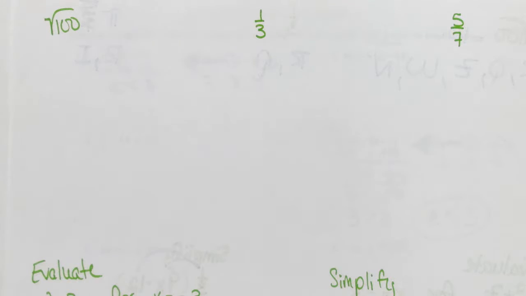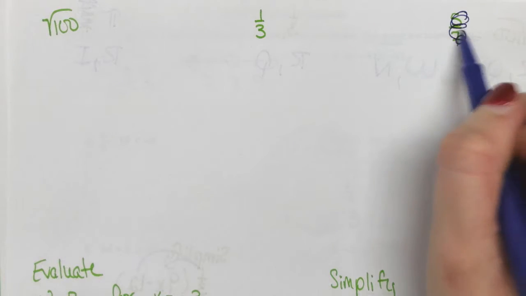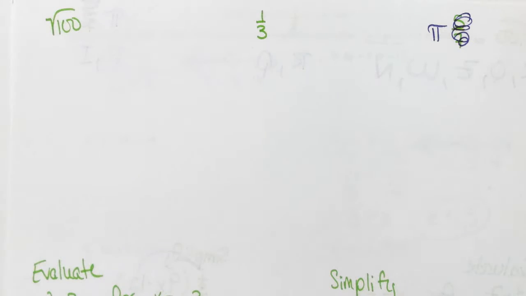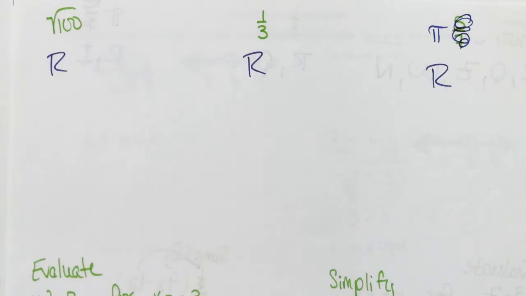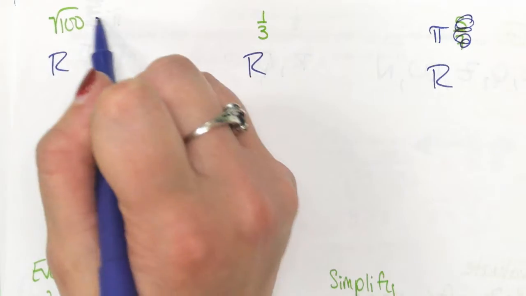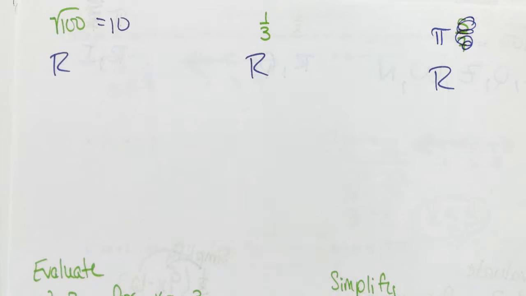All right, if I were to classify square root of 100, 1/3, and pi, how would I start classifying them? Real number first. They're all real first. There you go. What is a square root of 100? It's 10, right? Okay, then from there it goes to 2 groups. It goes to rational and irrational.